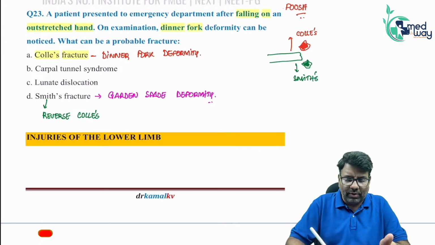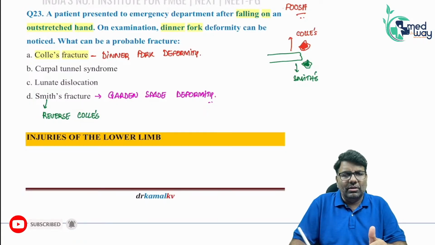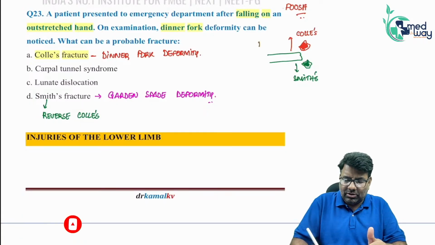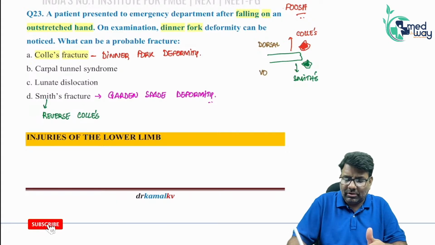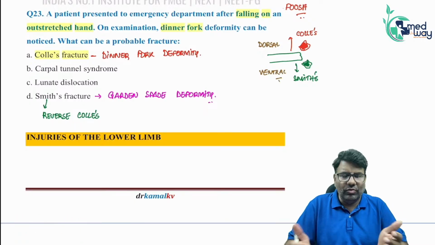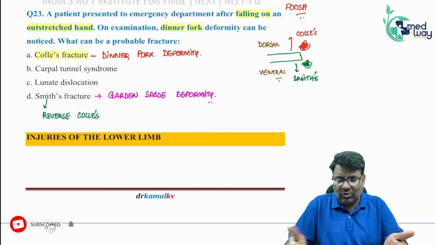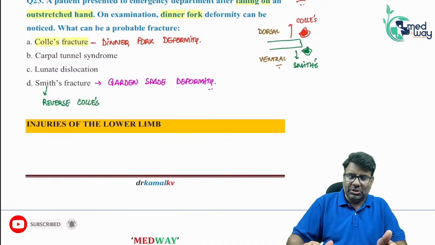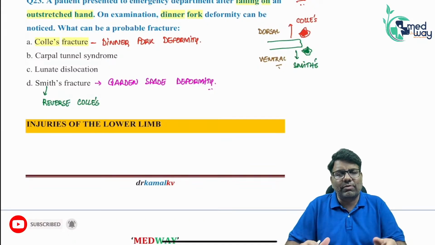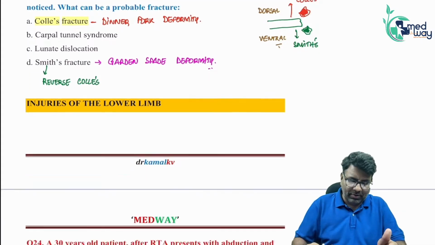So the two fractures are discussed in terms of the movement of the distal fragment. We need to check whether the distal fragment has moved posteriorly, you will call it Colles. If the distal fragment comes ventrally, that is anteriorly, you will call it Smith. Therefore, Smith is known as reverse of Colles because the distal fragment is going opposite to the direction of movement as we see in Colles.